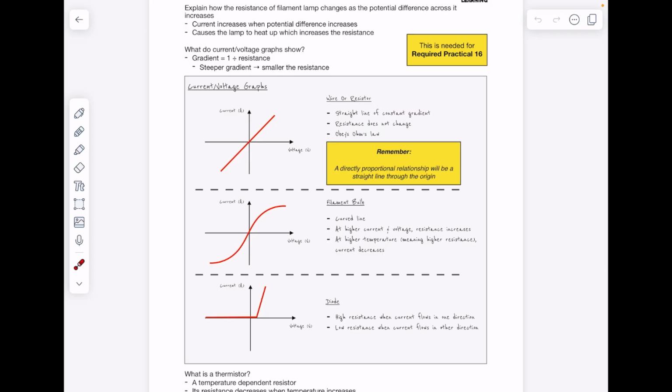So with a wire or a fixed resistor, so remember a fixed resistor looks like this, you're going to find that you get a straight line with a constant gradient, meaning that we've got a directly proportional relationship between current and potential difference. The resistance does not change because after all the gradient is unchanged and the gradient will tell us the resistance, and as a result we can say that this obeys Ohm's law. And Ohm's law states that the current through a resistor at constant temperature is directly proportional to the potential difference across the resistor, and we can see that directly proportional relationship very clearly here.